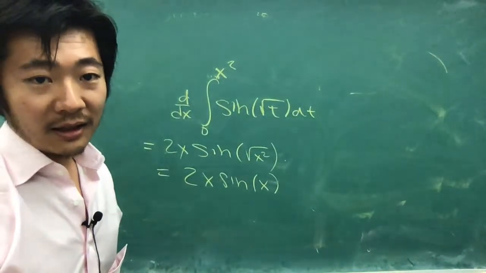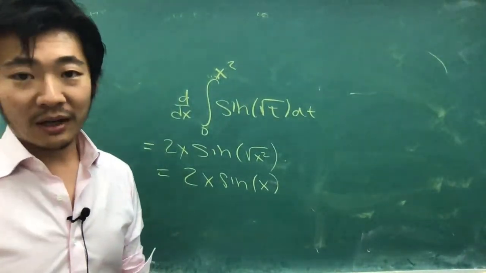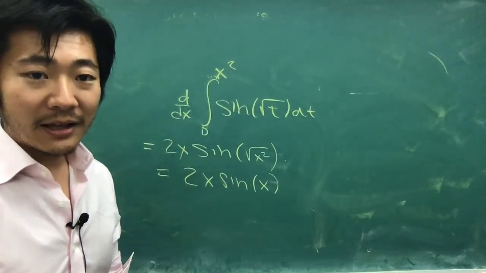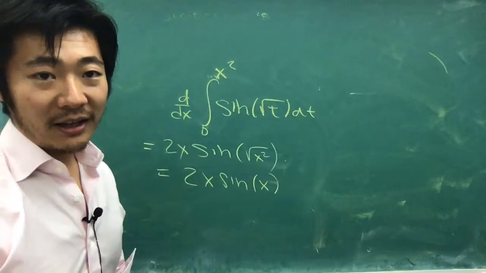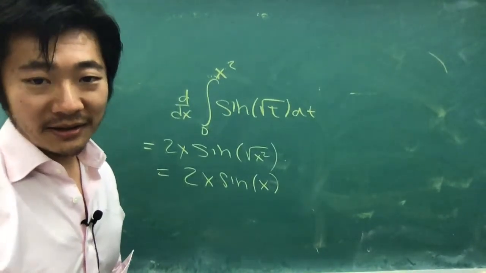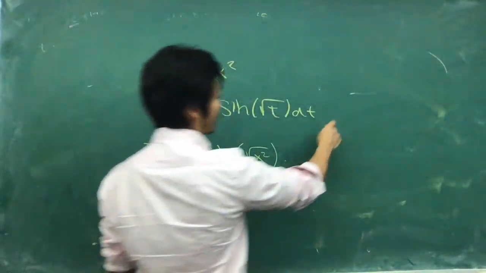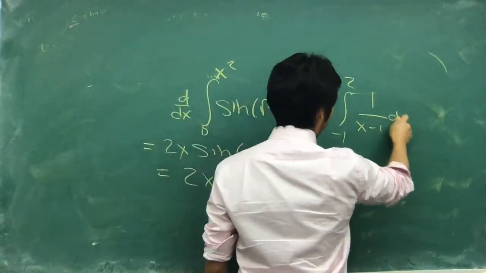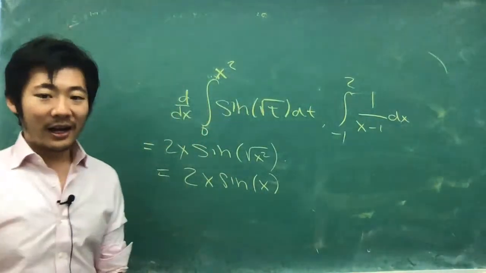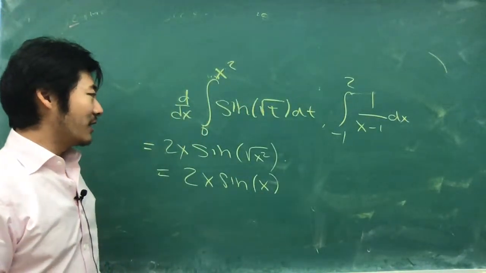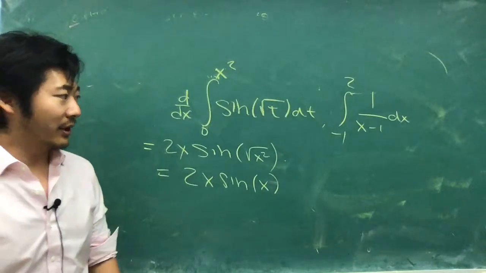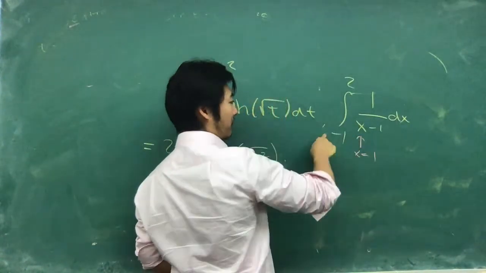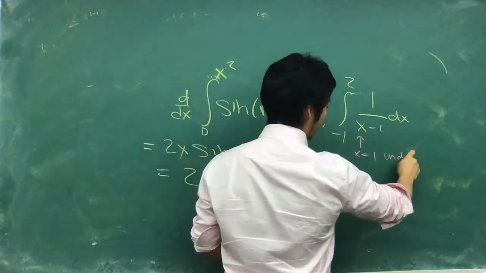Number 8 is also probably a good one to ask on the sample final, because again, it's easy to ask and easy to answer. So number 8 is the integral from -1 to 2 of 1 over x minus 1 dx. The answer is not natural log of x minus 1 evaluated from -1 to 2, because if you plug in x equals 1, which is certainly in the interval from -1 to 2, it's undefined.